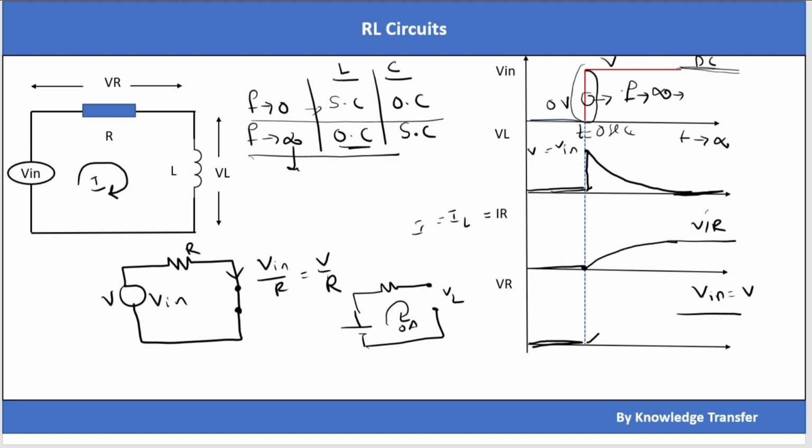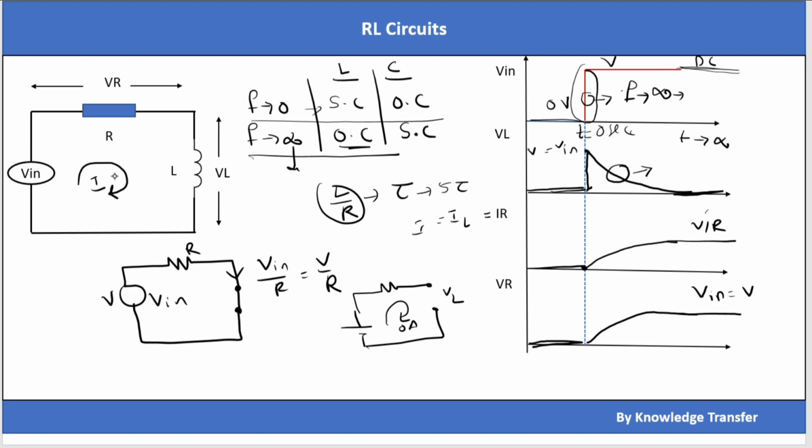So the voltage across the resistor exponentially rises and reaches Vin. And what is this time? We have the time constant here. The time constant of the circuit, for an inductor, is L by R. This is the time constant tau. We generally say that with 5 time constants, the circuit will get stabilized, almost reaching the steady state conditions.